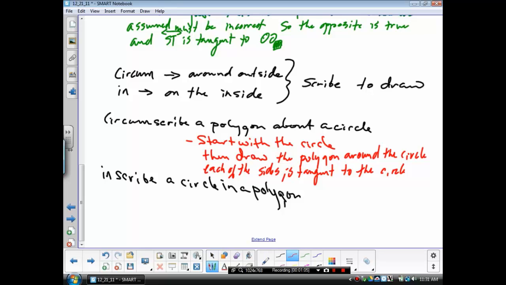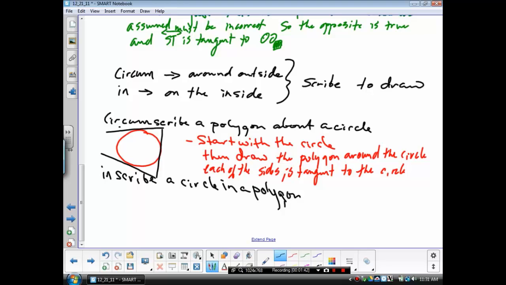So here we start with the circle. Circum means around, it's not inside. Circum, we're going to draw the polygon around the circle. Circum means around the outside. So my polygon is going to be drawn with each of the sides tangent to the circle. That's one of the sides. There's another side. There's another side. I could actually make this be a triangle by making those sides join, right?